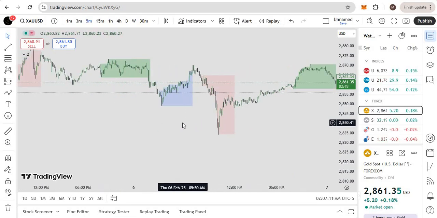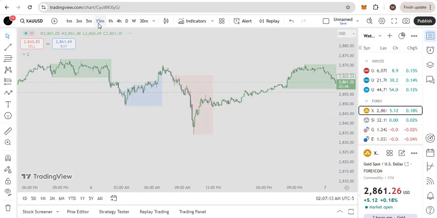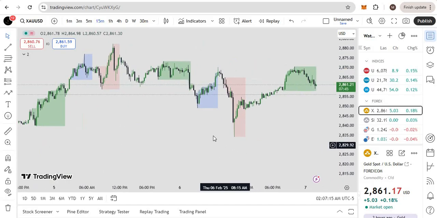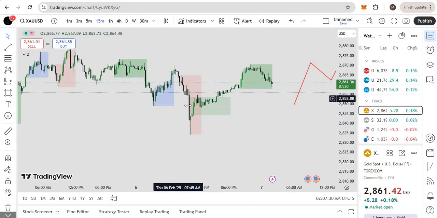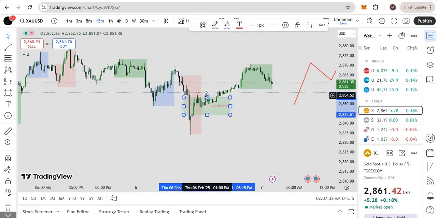What does this candle do? It breaks the low. What does it make here? A fair value gap, a classic ICT pattern where you would be looking for a sell, right? Sell to here, but what happened? Price went to the upside.